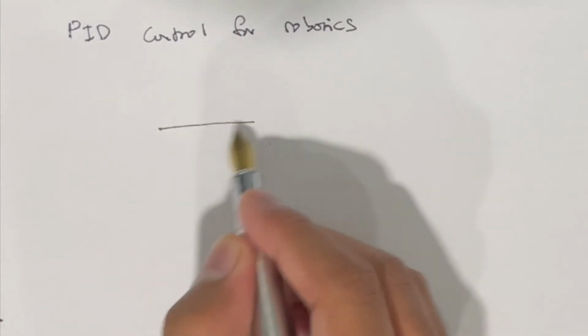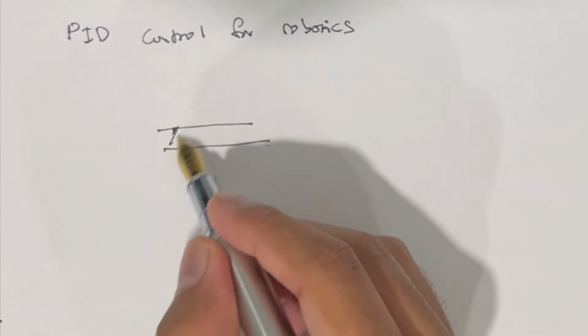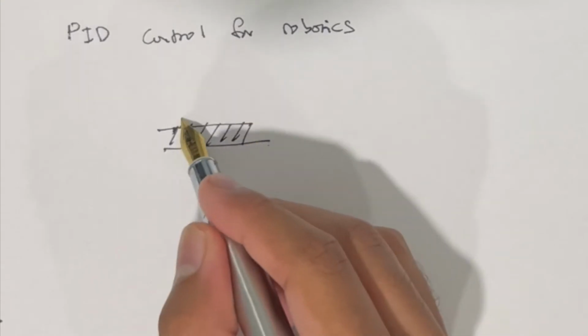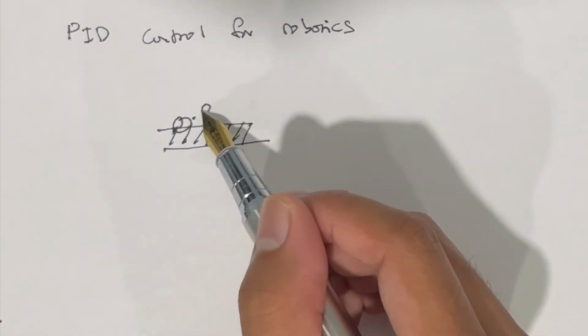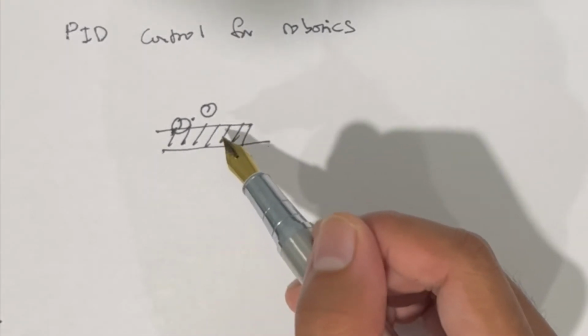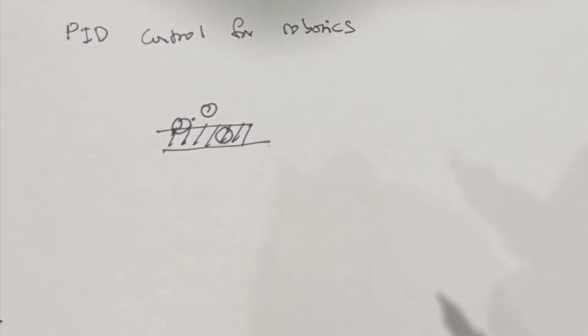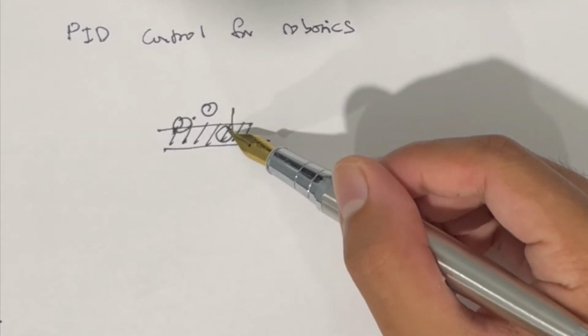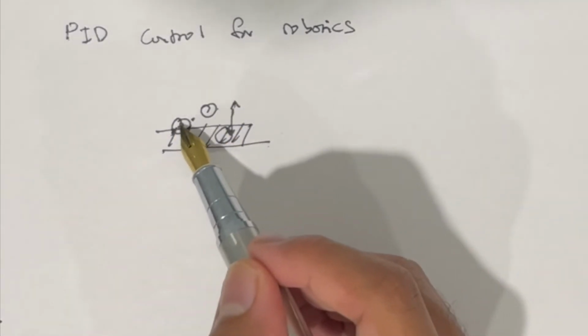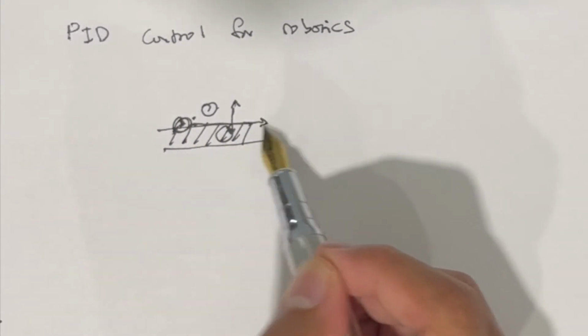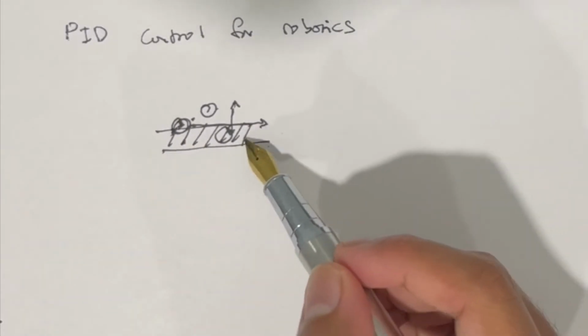So in line following, for example, if we have a line, then our goal is to keep the color sensor in the middle of the black part and the white part of the line. But what can happen is the color sensor can be on the white part of the line, or it can be fully on the black part of the line, or it can be somewhere in between these two ranges. But ideally, we want the color sensor to be guided toward the middle so that it can continue moving straight on the line where the black and the white meet.